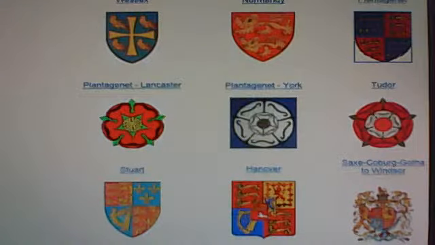By the time you reach this degree, you realize how things are very serious at this point. There's different houses, like the House of Wessex, Normandy, Plantagenet Lancaster, Plantagenet York, House of Tudor, House of Stuart, House of Hanover, House of Saxe-Coburg-Gotha to Windsor. Now, you also understand that these are many houses, and they overlap in some cases.